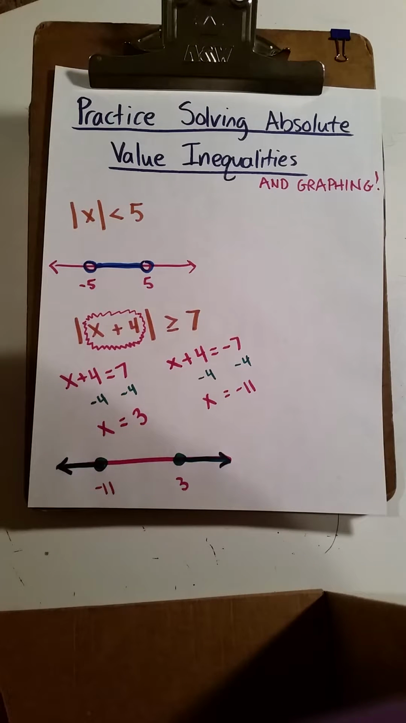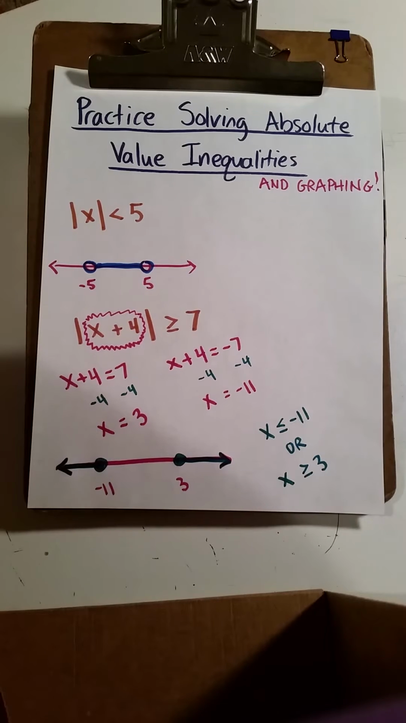To write these first two graphs as inequalities, compound inequalities, we need to rewrite them in a nicer way. We can see that x is less than or equal to negative 11, or x is greater than or equal to 3. So we just write a separate inequality for each of the parts of the graph.